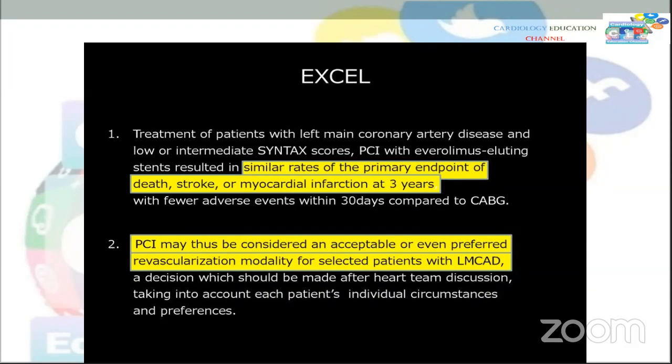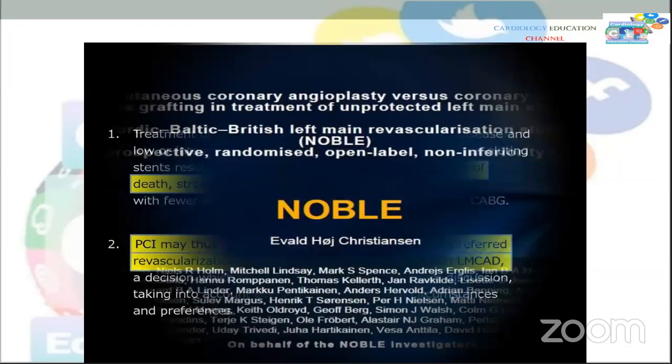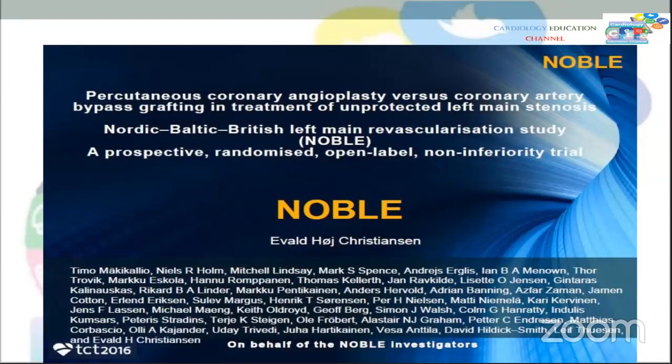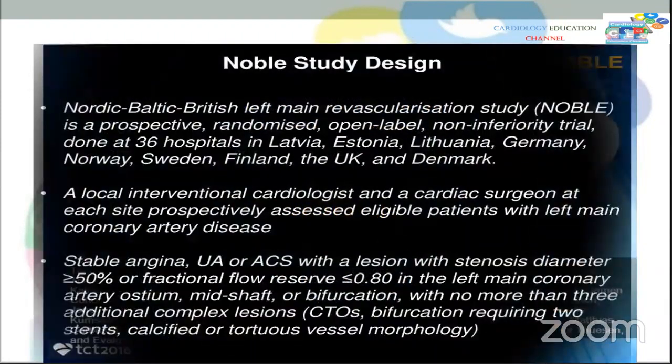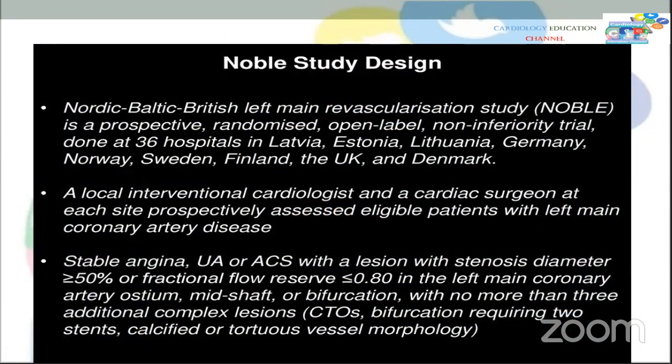We will dissect deeply, but I need to give you the same superficial view with the Nobel so your mind can catch up, with some very big differences from the start. This is the Nobel trial, percutaneous coronary angioplasty versus coronary artery bypass grafting in the treatment of unprotected left main stenosis, the Nordic, Baltic, British left main revascularization study. This was done in Europe in, I remember, maybe 36 centers in different European countries.